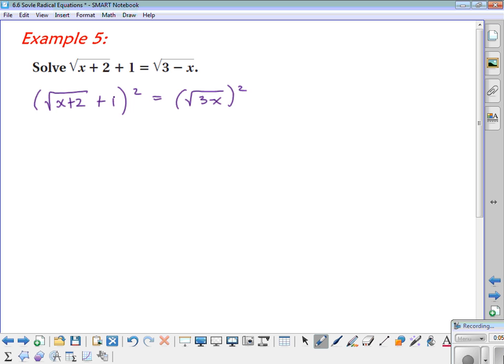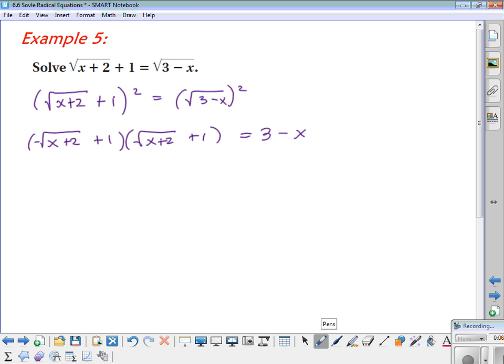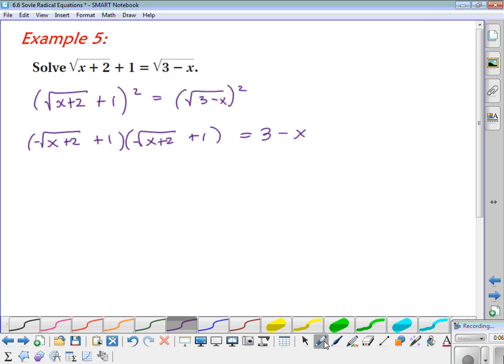So what you have to remember is, again, you're using the distributive property. You're taking that square root of x plus 2 plus 1 times the square root of x plus 2 plus 1. You're timesing it by itself. I put my 3 minus x a little close together there. But anyway, so you have to use the distributive property.